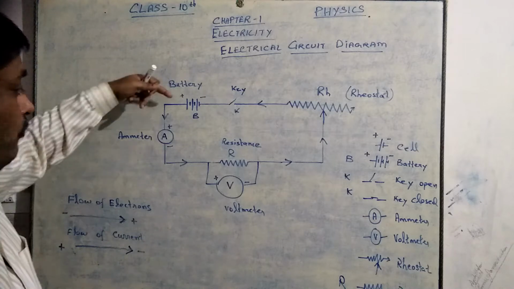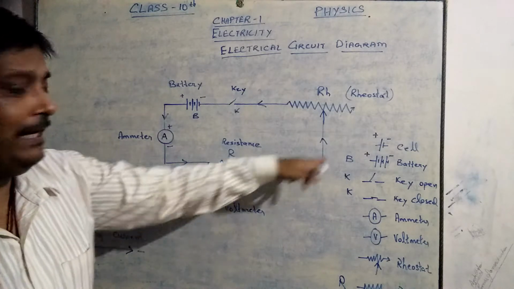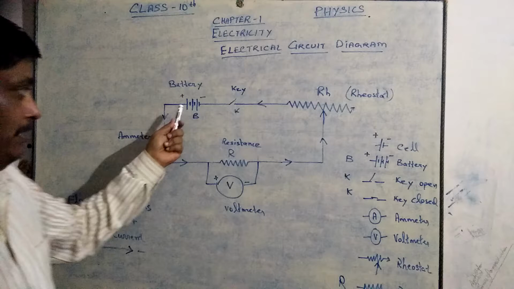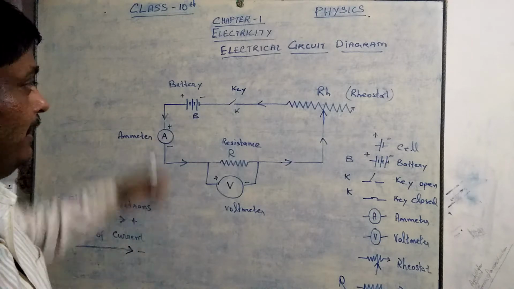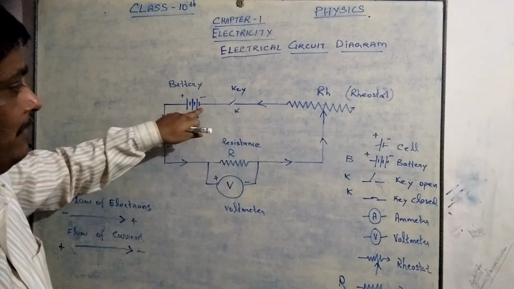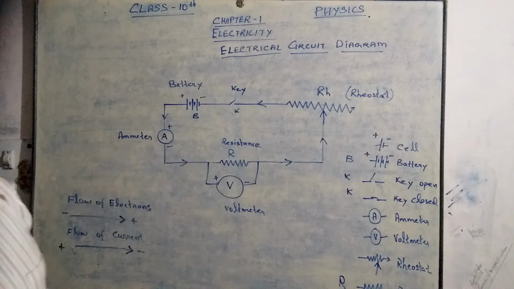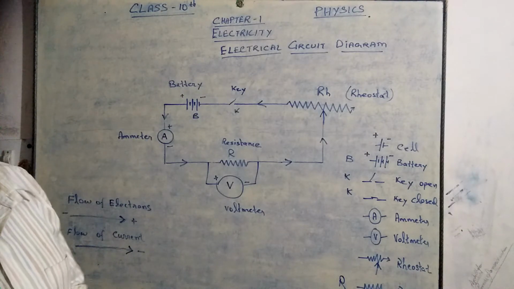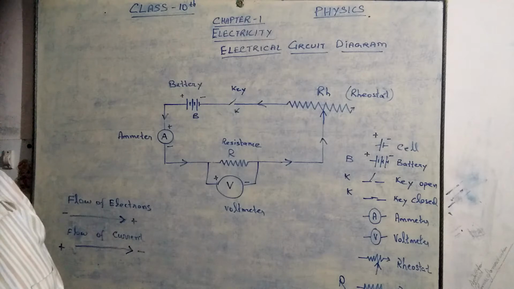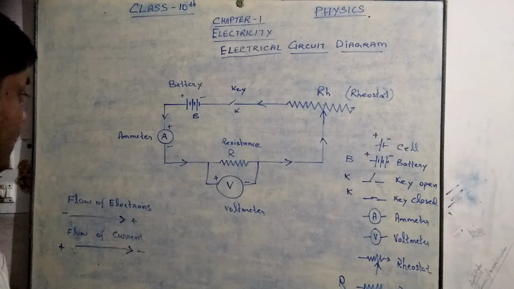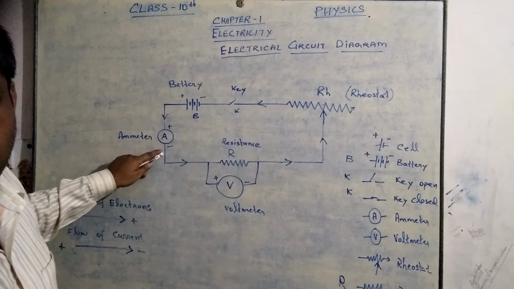Electricity is running from the positive end to the negative end through the wires. Now this battery here: the bigger line shows the positive charge and the smaller line shows the negative charge. Next comes the ammeter. I have already told before, the function of the ammeter is to measure the amount of current flowing in the circuit. It is denoted by capital A.